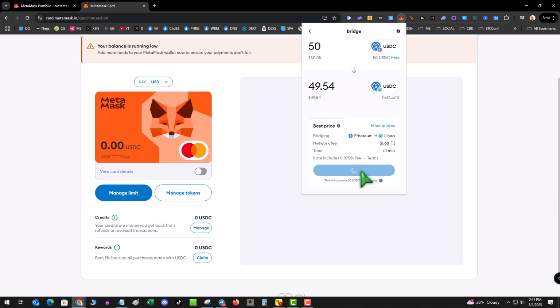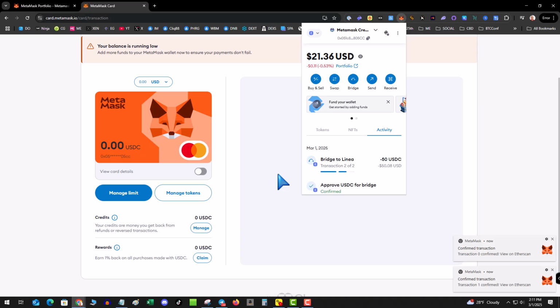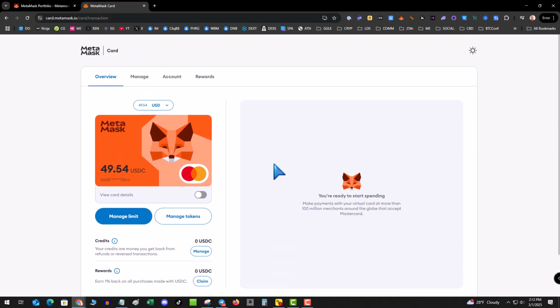And you bridge over to the Linea network, okay? Wait till that approves, bridge to Linea, boom, boom, boom, boom. And I would assume once the Linea hits, then my MetaMask balance will go up. And there you go. I've added funds to my MetaMask credit card. And again, I'm putting this video out there because it was a little confusing why I sent USDC and said USDC, and it said I had zero balance, and that is you have to bridge to the Linea network.